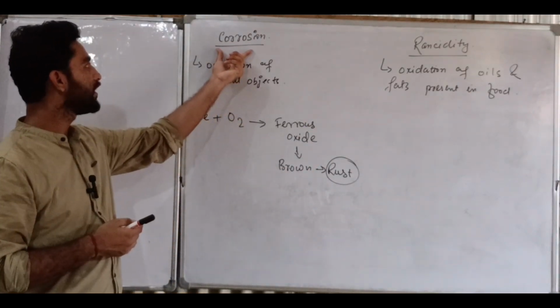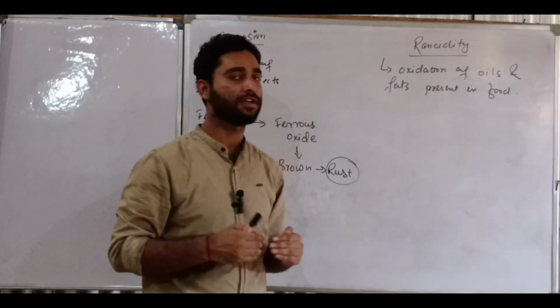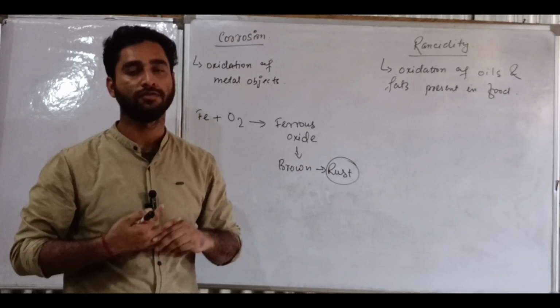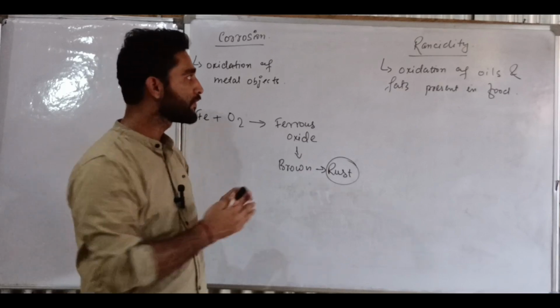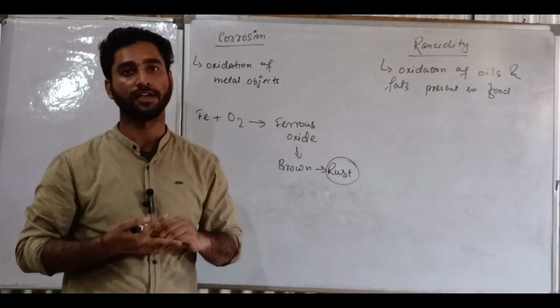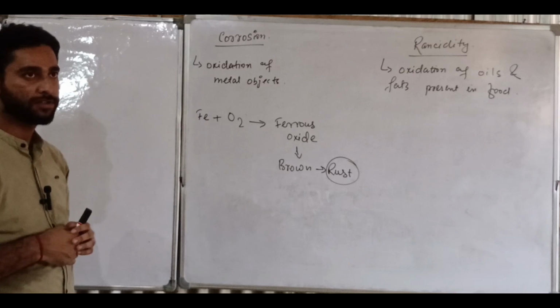So corrosion is the oxidation of metal objects, and rancidity means what? The oxidation of the oil and fats which are present in our food items. Now, once we understand these concepts, we can solve question number 18, 19 and 20. So what are the examples of corrosion?